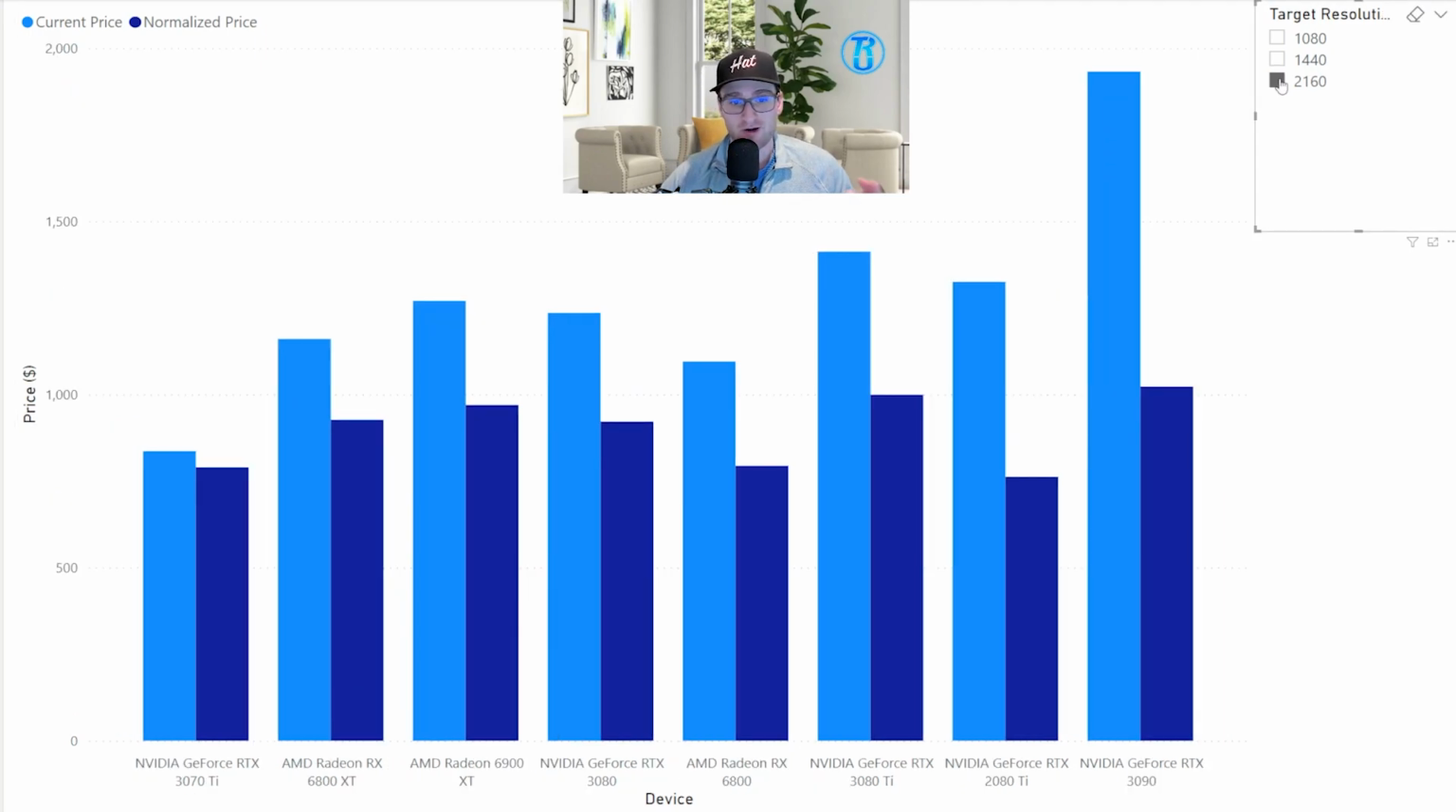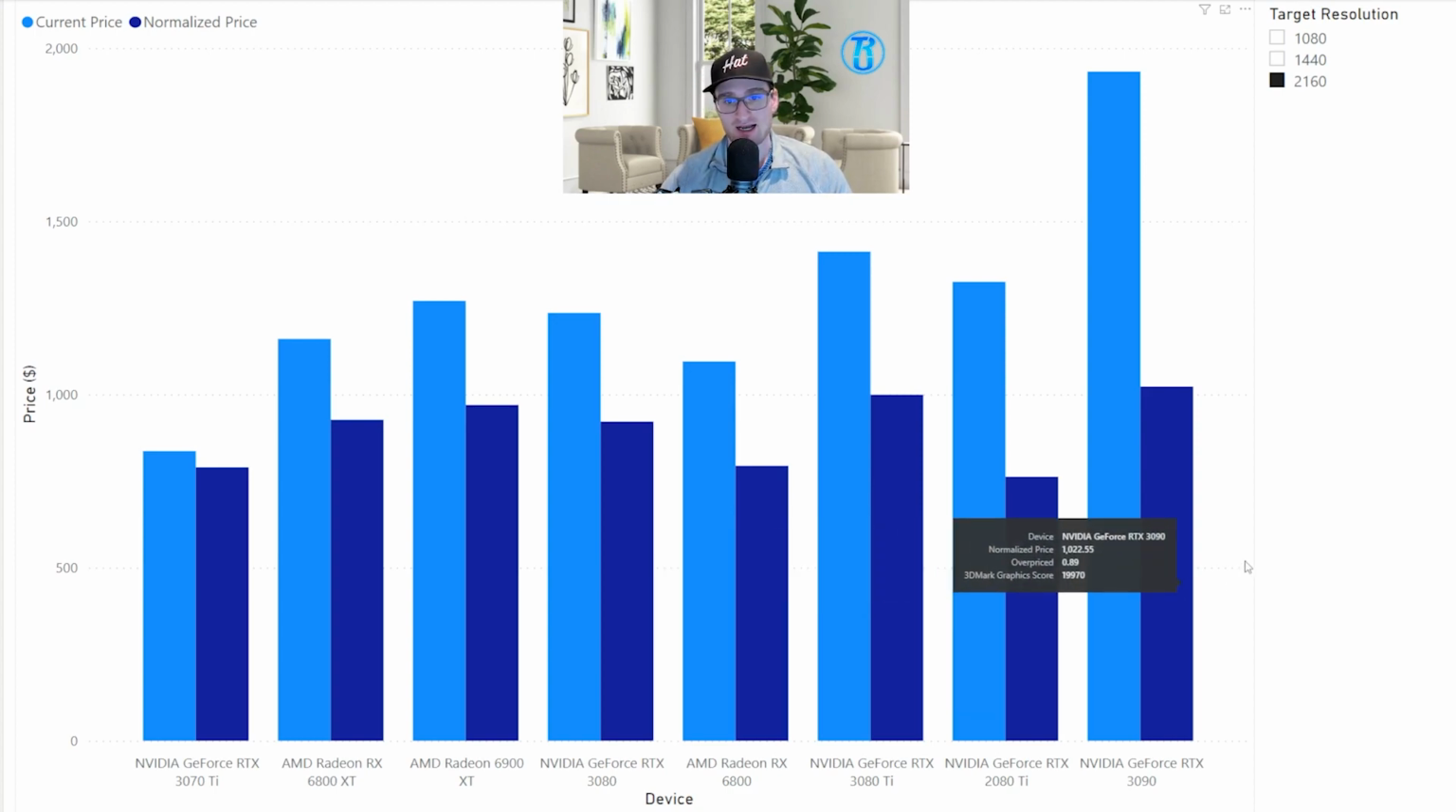Finally, if we take a look at our 4K cards, I threw the 3070 Ti in here. It's not necessarily a true 4K card as advertised by NVIDIA, but it'll definitely game at that resolution. And overall, the 3070 Ti is the best price to performance, followed by the 6800 XT, 6900 XT, 3080, 6800.